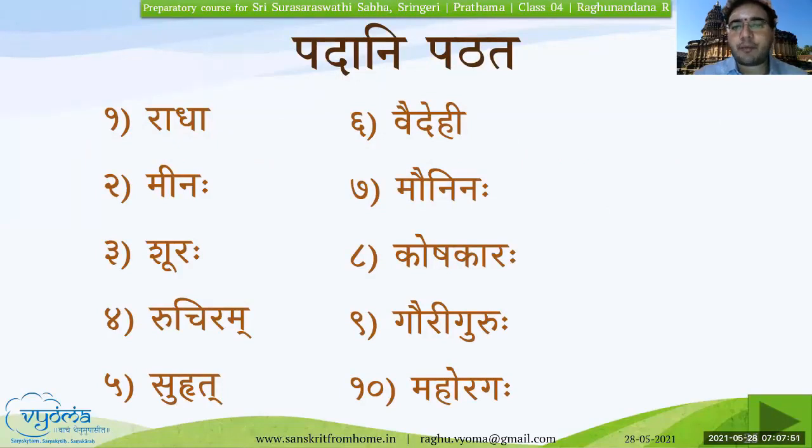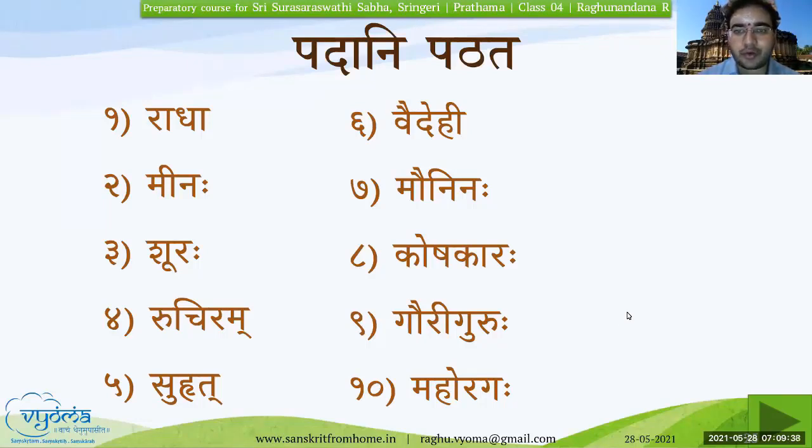Now, let us read a few more words to enhance our understanding and practice reading. So today we'll have a bit more reading exercises so that whatever we have learned so far, the Gunitaksharas, we will be able to apply it while we are reading the words. You can start reading the words. Radha, Meenaha, Shuraha, Ruchiram, Suhrut, Vaidehi. Mauninaha, Koshakaraha, Gauri, Guruhu, Mahoragaha. Very good, very good. Uttamam, dhanyavadaha.